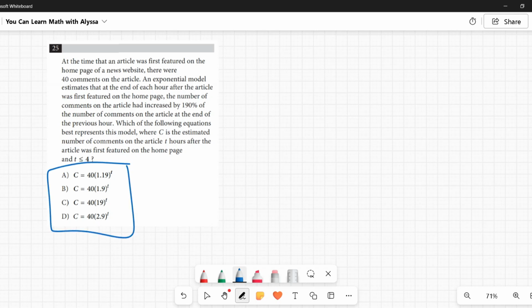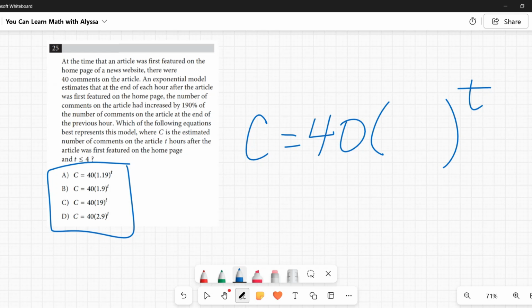And what do we see when we look at these answers? We see that no matter what, it's going to be some variation of this: C equals 40 times something to the power of T, because that's what we see in all four of these. The only thing that changes is what we're multiplying it by. So that's our question. What are we multiplying it by? We're increasing by 190%. So I want to ask myself, how would I increase this by 190%? What would I multiply it by?